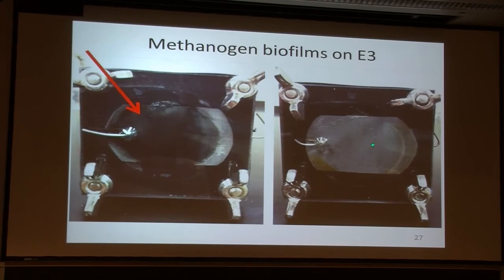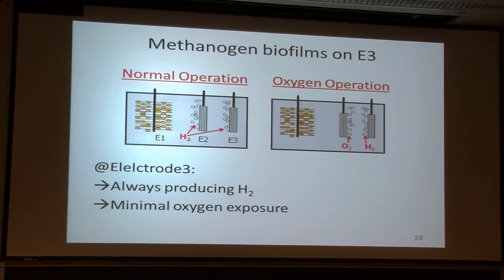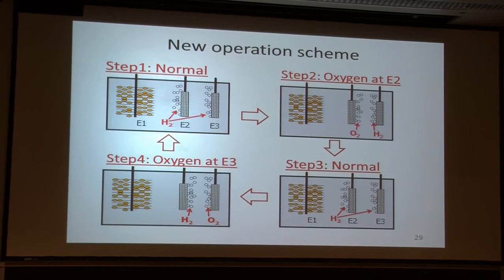So this is the clean electrode 3, stainless mesh, and this is the contaminated electrode 3. If you look at electrode 3 during normal operation and oxygen operation, it is always producing hydrogen, so it has minimal exposure to oxygen. So we are thinking that electrode 3 is working as a refuge for methanogens. So we developed a new operation scheme.